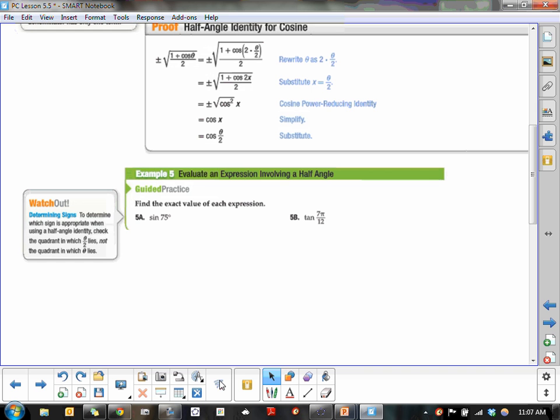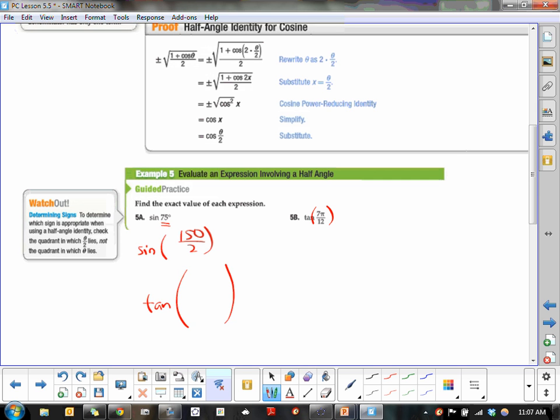Radian measures aren't any more difficult. What did we do to get our half angle identity when it was 75? So we took the sine of what? 150. We simply took that and doubled it. So we should take this and double it. We want to find the tangent of what is double 7 pi over 12. So we take it times 2.